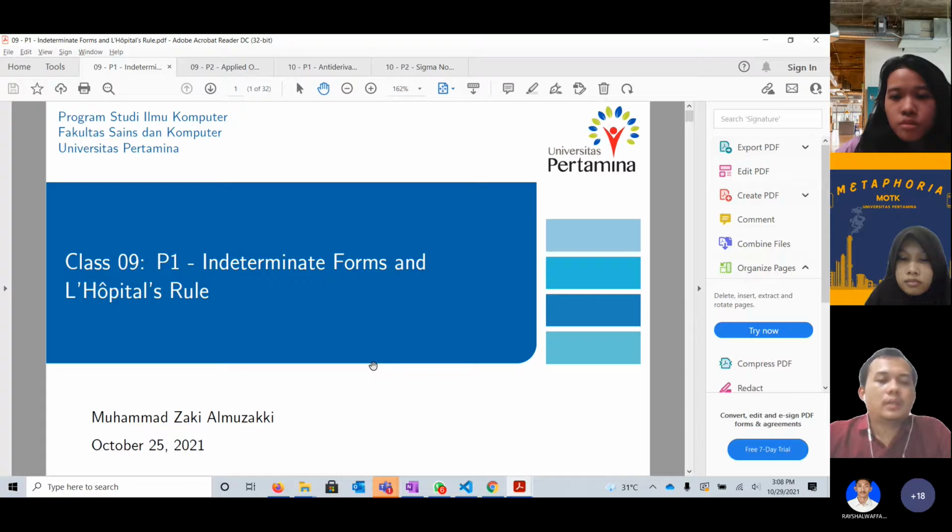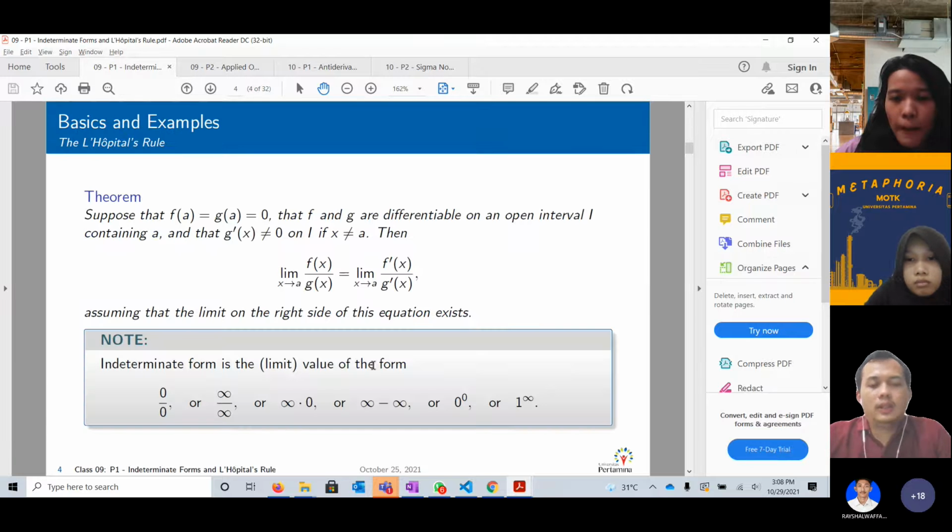Okay. Now we learn about indeterminate forms and L'Hopital's rule. What is basically an indeterminate form? An indeterminate form is the limit of this. If you have 0 over 0, or infinity over infinity, or infinity times 0, or infinity minus infinity, or 0 power 0, or 1 power infinity, then we have that the limit is in an indeterminate form.